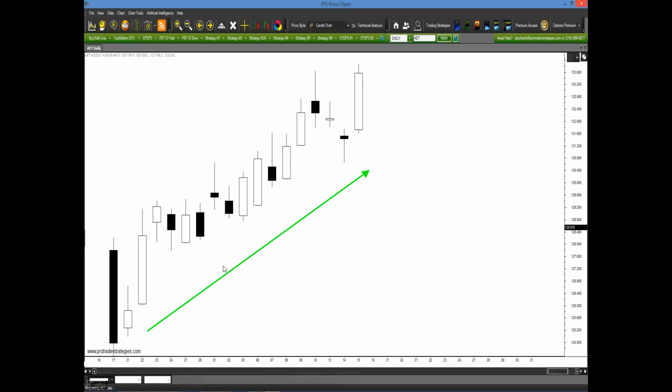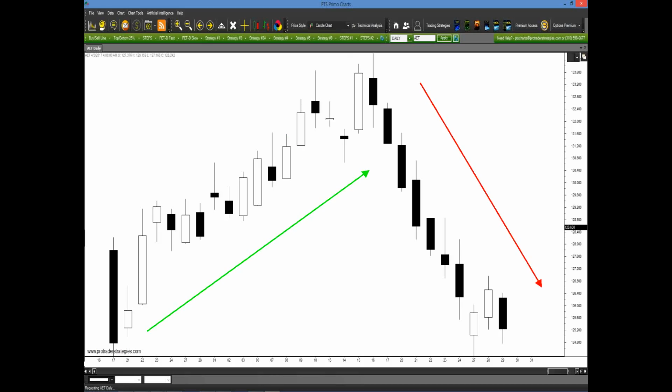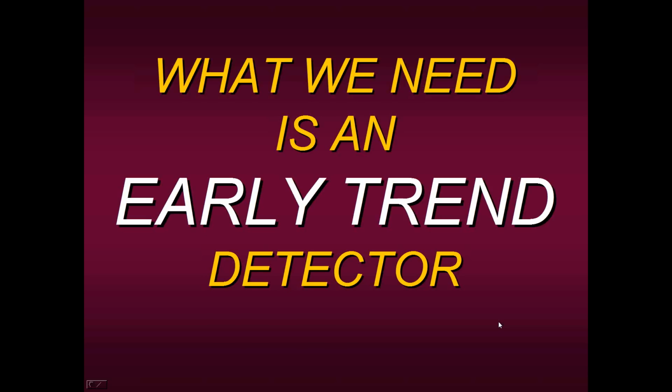Well, let's look at this chart right here in Aetna. As you can see, this is the way most traders trade. By the time they see that it's an uptrend and they decide to get in, well, they usually get in around here, and then this is what happens. So what you want to do is be able to figure out you're in an uptrend down here and be able to figure out that the trend has changed well in advance before it bottoms out. Well, what we need is an early trend detector.